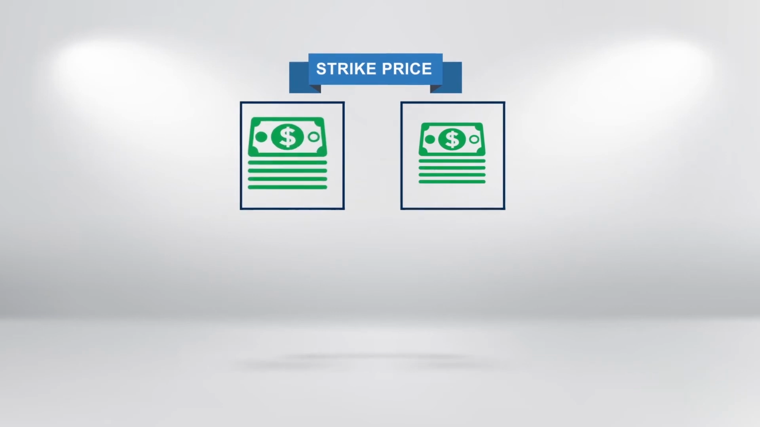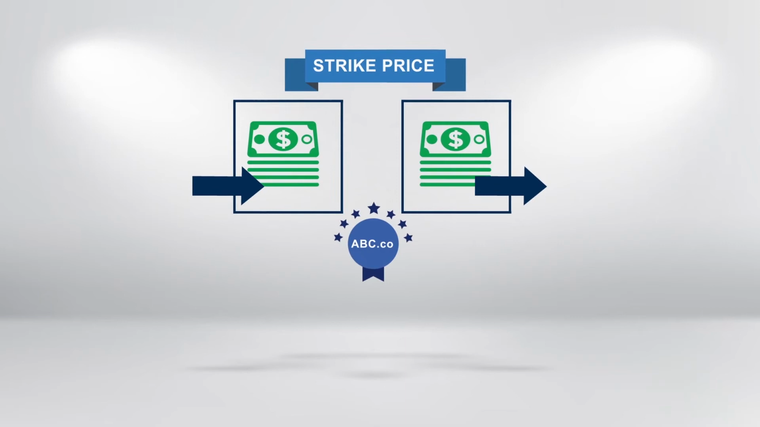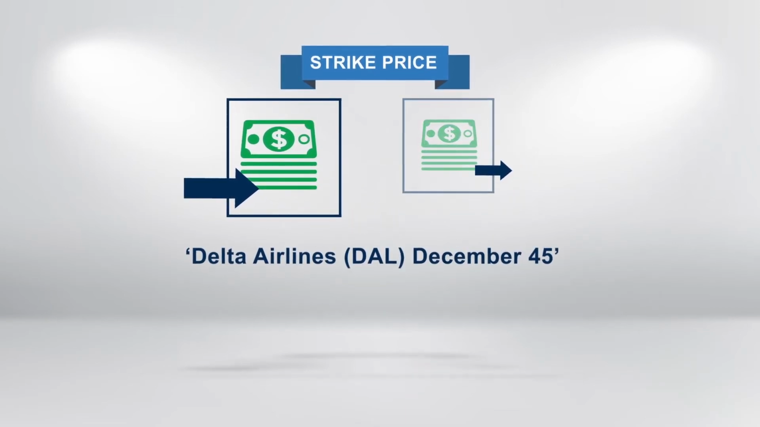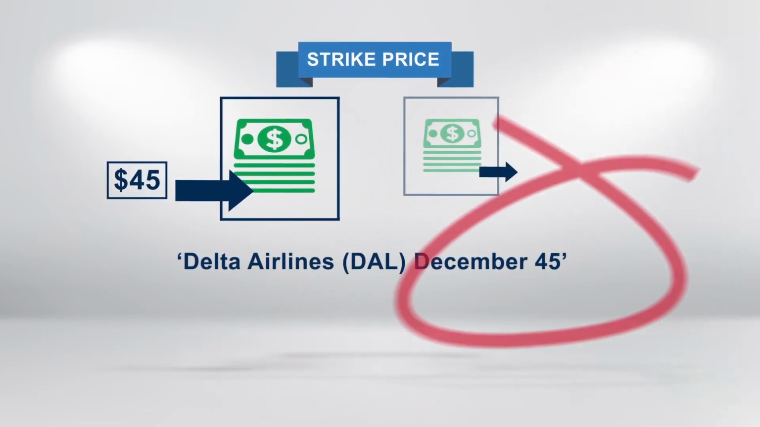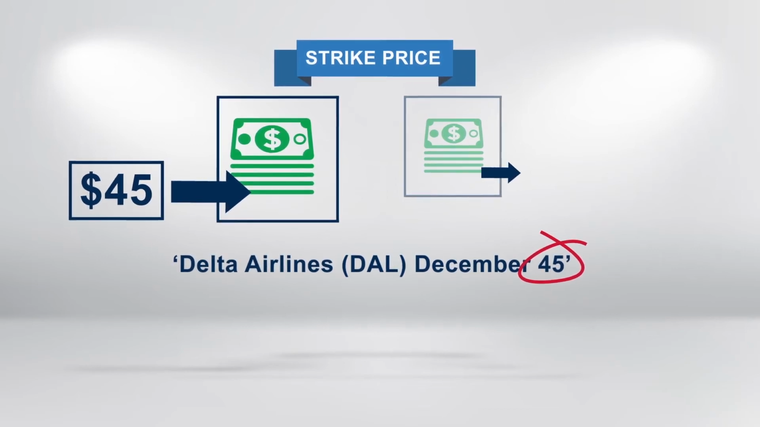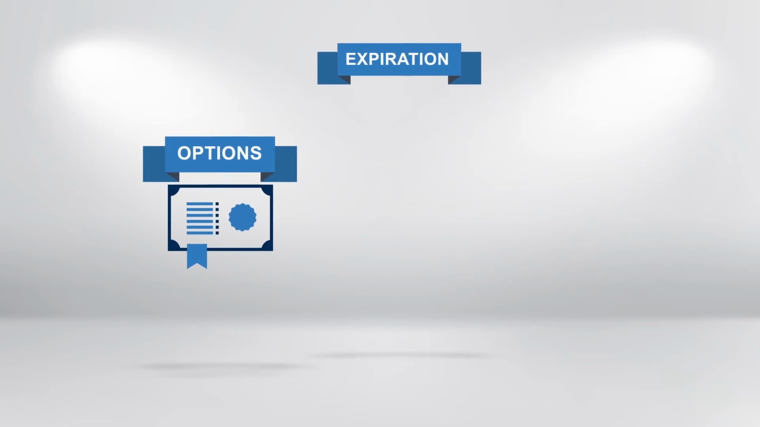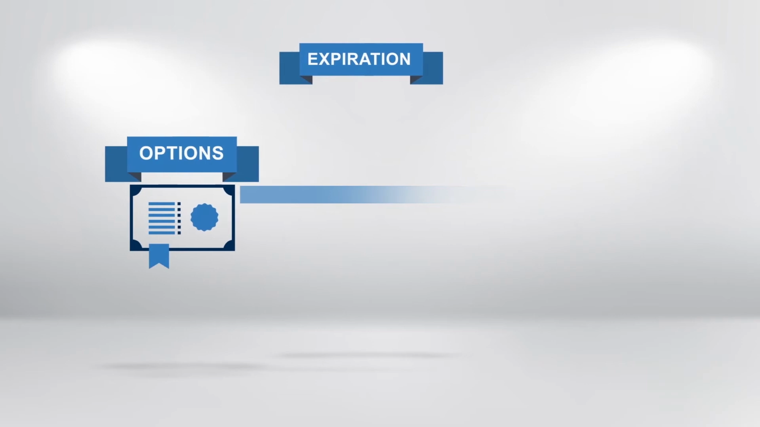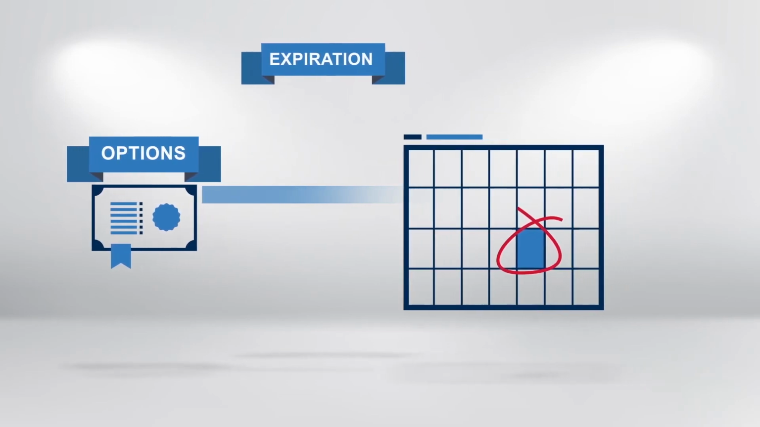Also known as an exercise price, this is the price at which a buyer can purchase or sell shares of the underlying stock. As in the above example, a buyer of a Delta December 45 call option can exercise or purchase the share of the underlying stock for $45 per share. Options contracts, in a similar way to an insurance policy, will lapse at some point in the future. Stock options expire on the third Friday of the calendar month that contract is assigned to.